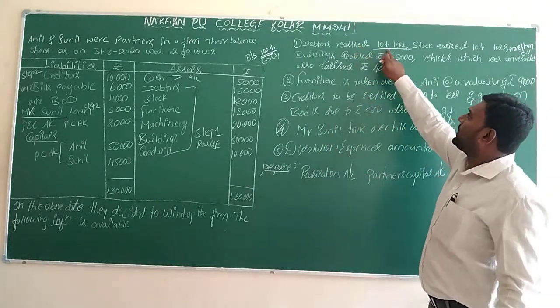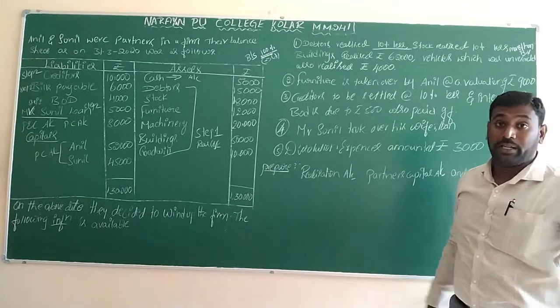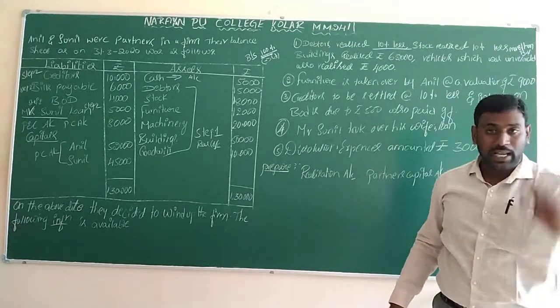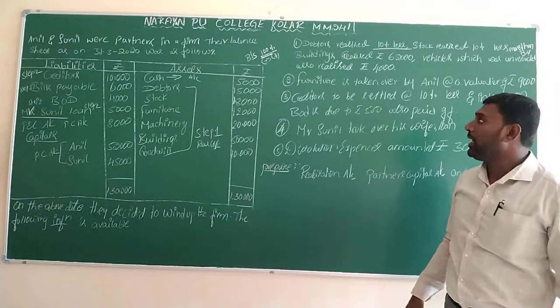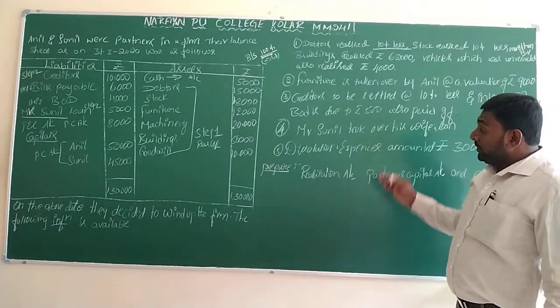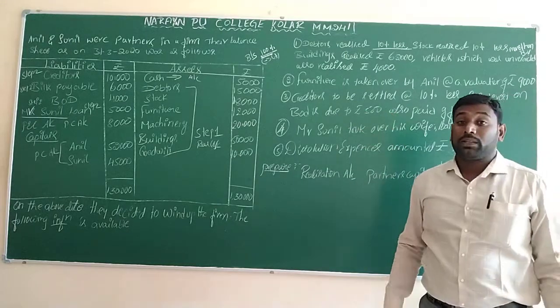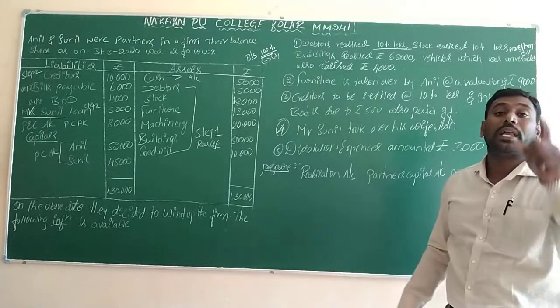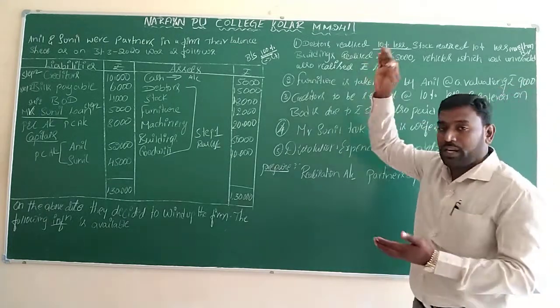So buildings realized 10% less, which is nothing but a decrease. Debtors value will be realized 10% less, which means the value will be reduced. So while writing step number 3, what percentage do we consider? We should consider only 90%, because 10% is reduced.